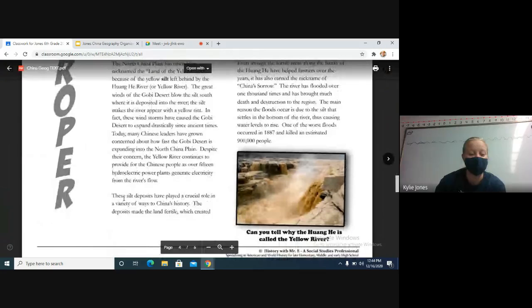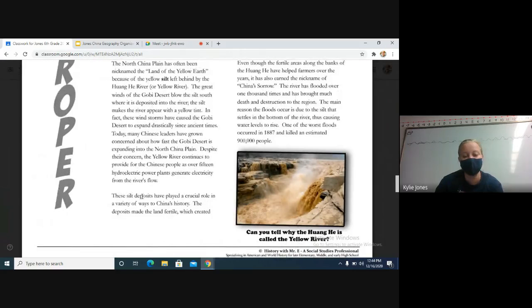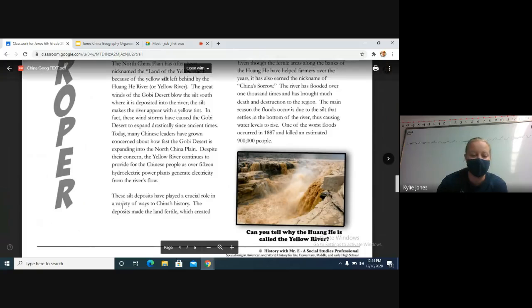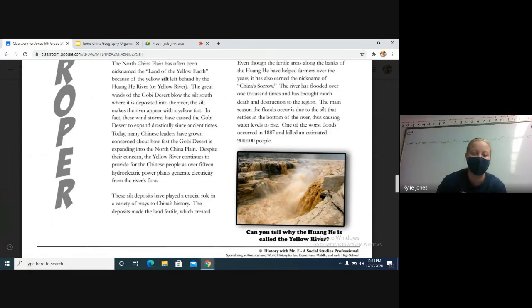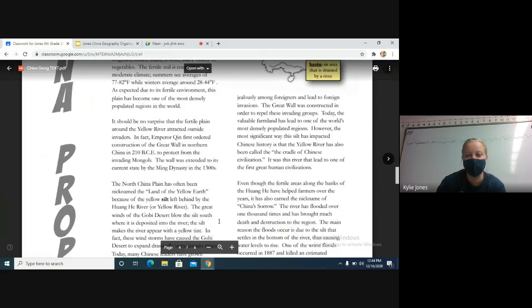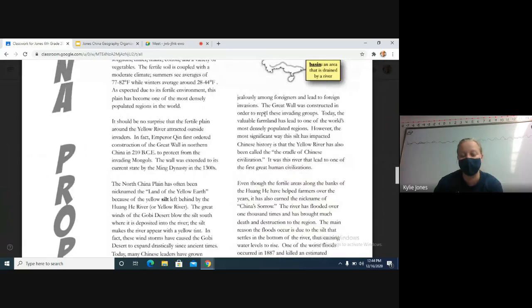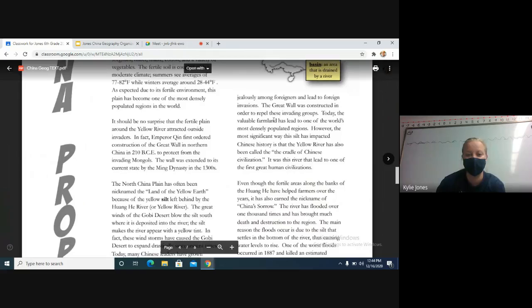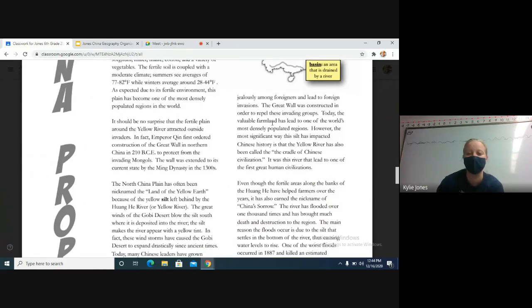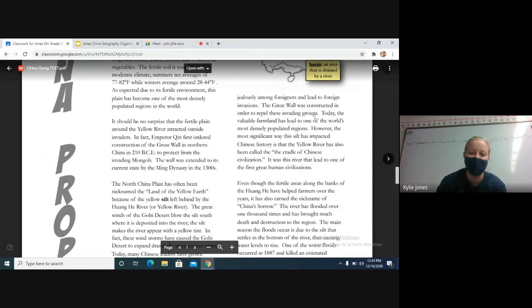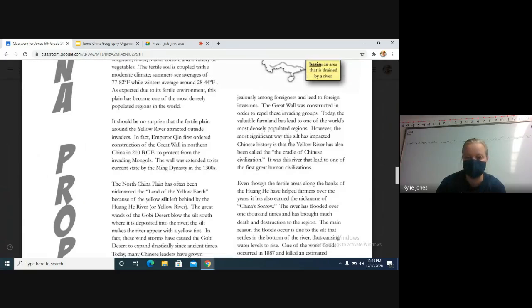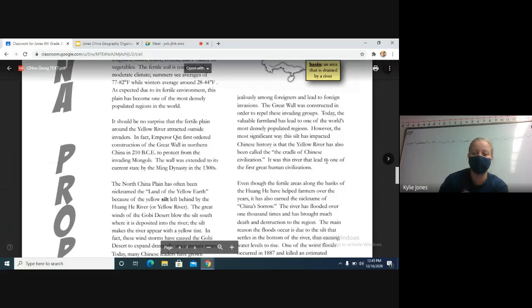Right. And then it says, these silt deposits have played a crucial role in a variety of ways to China's history. The deposits made the land fertile, which created jealousy among foreigners and led to foreign invasions. The Great Wall was constructed in order to repel these invading groups. Today, the valuable farmland has led to one of the world's most densely populated regions. However, the most significant way that this silt has impacted Chinese history is that the Yellow River has also been called the cradle of the Chinese civilization. It was the river that led to one of the first great human civilizations.